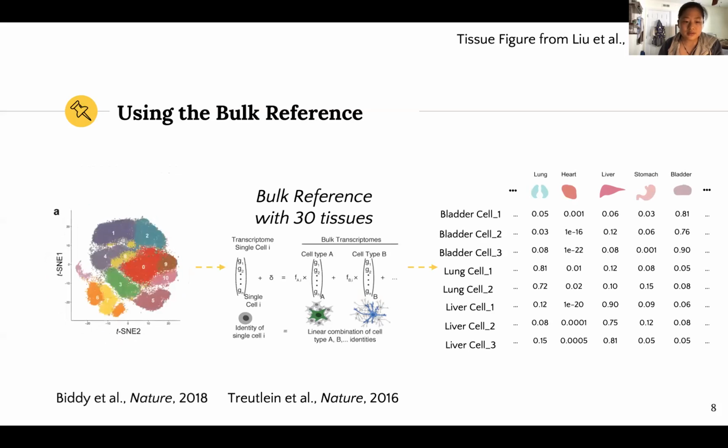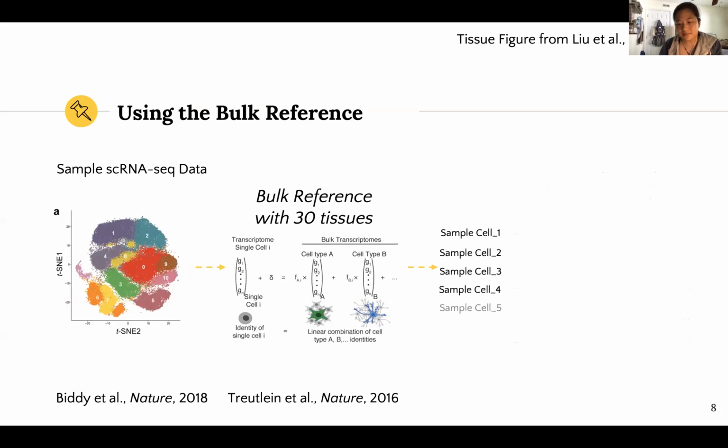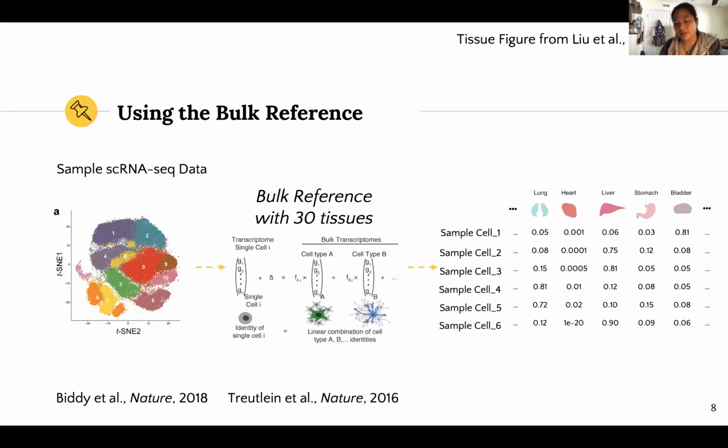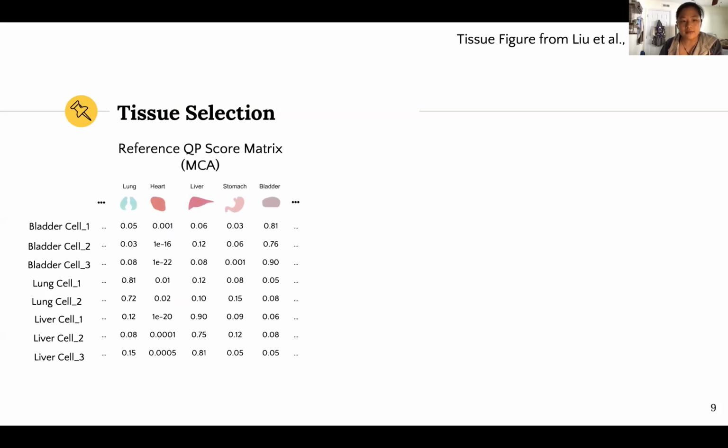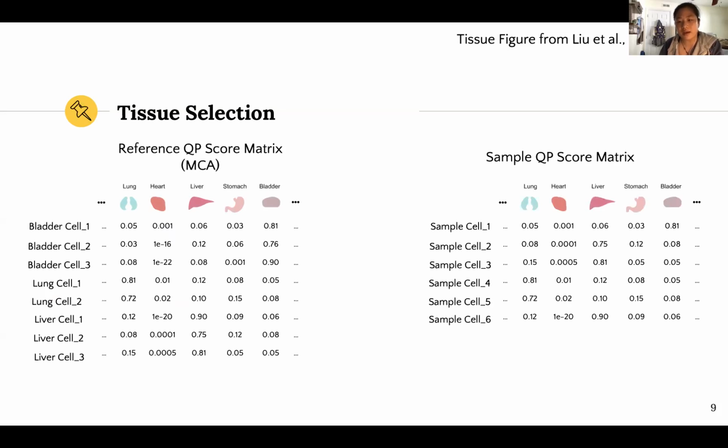Along with using the single cell atlas, we will also run quadratic programming using our sample single cell RNA sequencing data with this bulk reference. For each different sample cell, we will get a score for these different tissue types. Using these two fractional identity matrices, we will have the reference QP score matrix, which is the fractional identity matrix of mouse cells, and then we will have our sample quadratic programming score matrix.